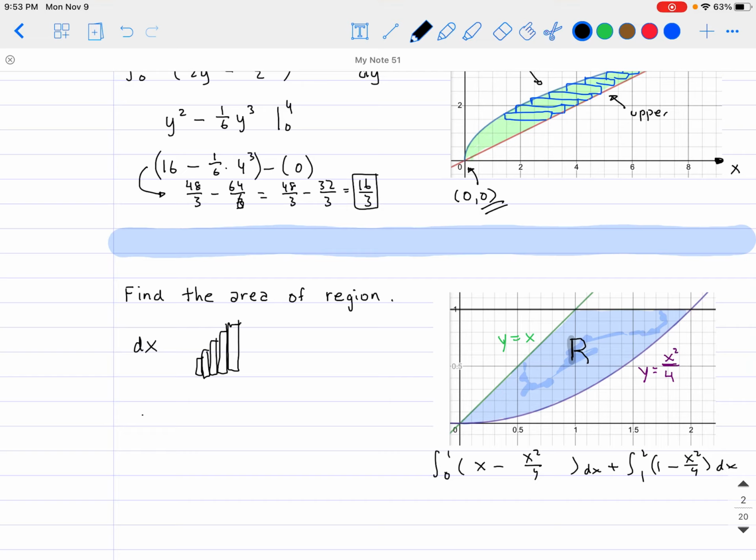So now let's consider what happens if I use dy, where your partitions are basically stacked horizontally, stacked vertically like this.